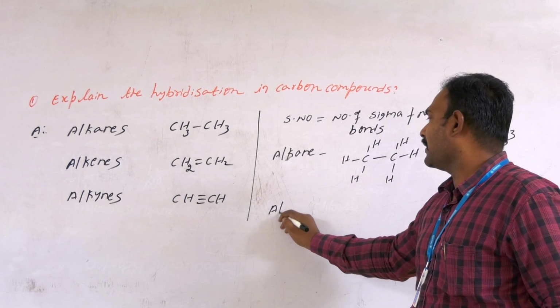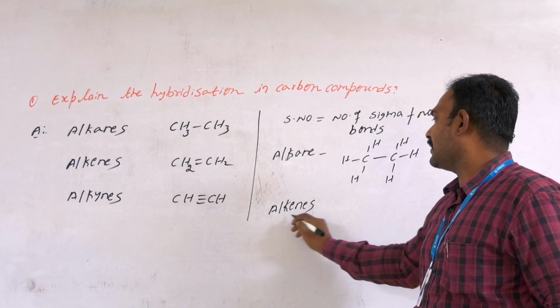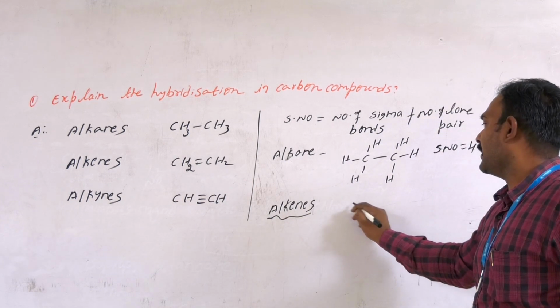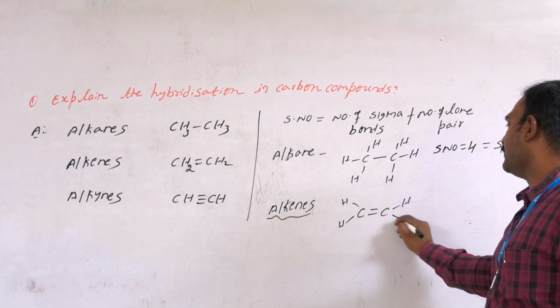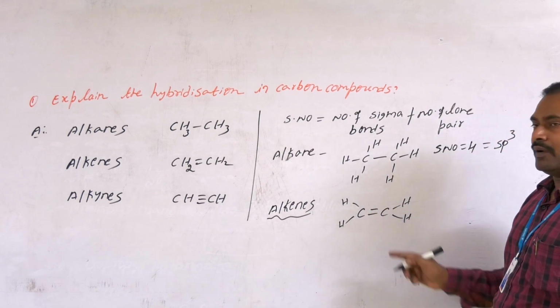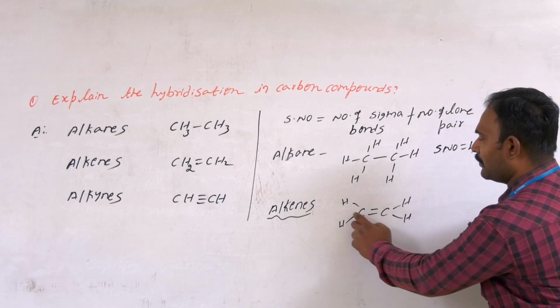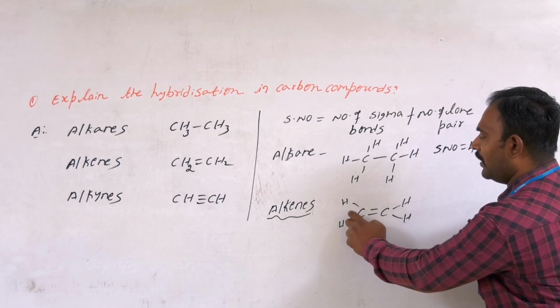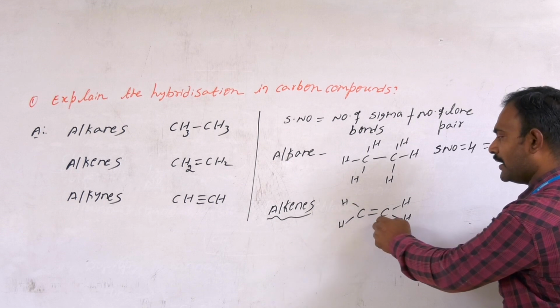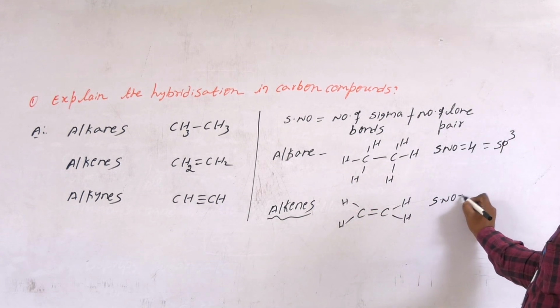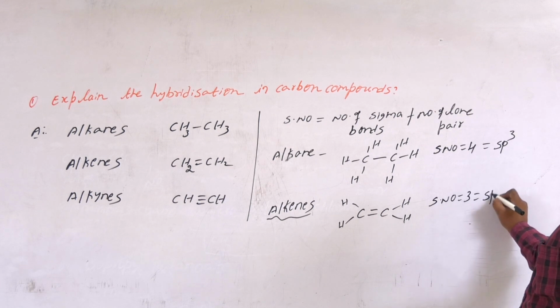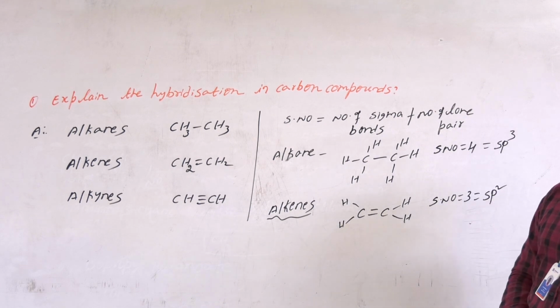In case of the alkenes, we can write like this: hydrogen, hydrogen, double bond, hydrogen, hydrogen, carbon double bond carbon. So around this carbon, how many sigma bonds are there? 1, 2, 3. Otherwise, how many surrounded atoms? 3 surrounded atoms. So steric number is equal to 3. Then here we get the hybridization sp2.